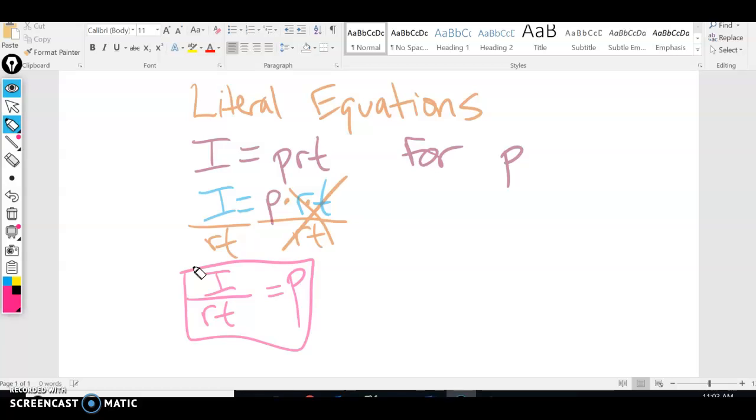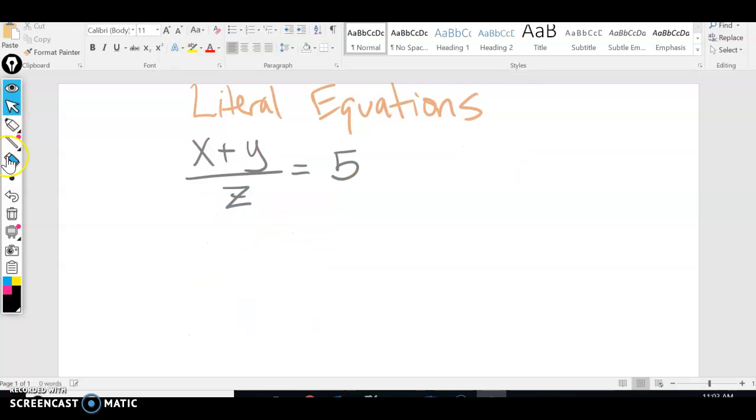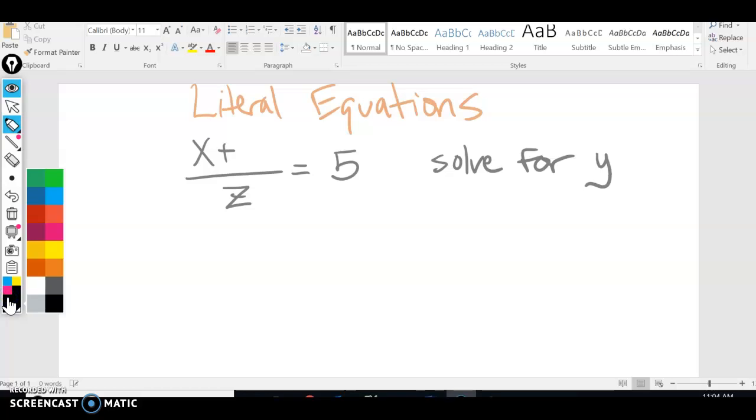Let's do a little more complicated literal equation. x plus y divided by z equals 5. And put a number in there. I want to solve for y. I want to get y by itself. I'm going to erase y and make it a different color, because I'm solving for it.